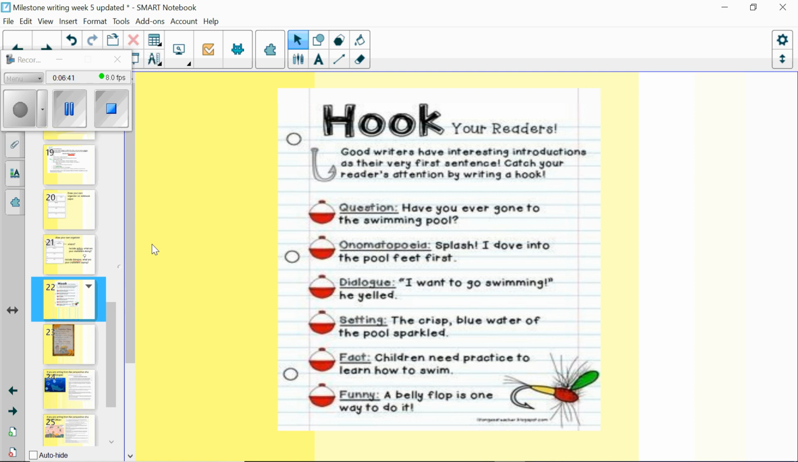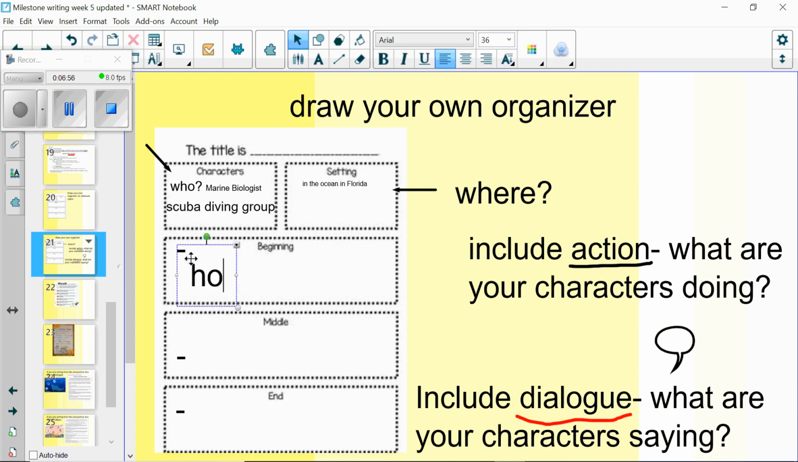Pick one. Maybe you want to write something funny at the beginning of your story. Maybe you want your wildlife officer shouting at a group of people who are breaking the law. Whatever it is, you can choose one of these, and you can write it in the beginning. So write your hook in the beginning of your story.